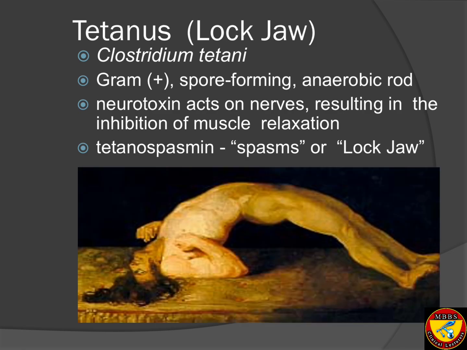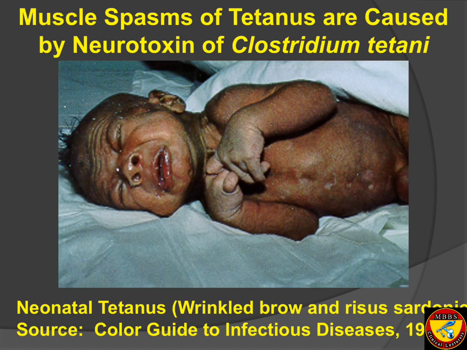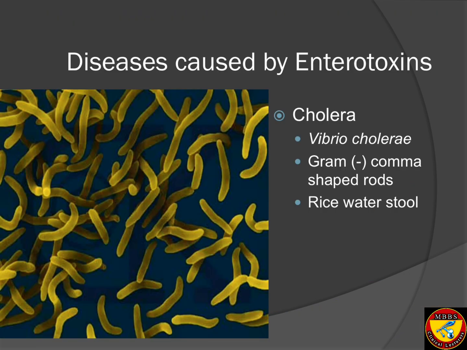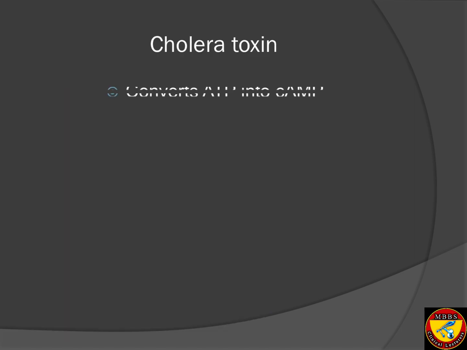So this is a classic picture of full-blown tetanus, which causes opisthotonus. Muscle spasms of tetanus are caused by the neurotoxin of Clostridium tetani. Now, what are the diseases caused by the enterotoxins? Enterotoxins are released by Vibrio cholerae, which leads to cholera, which is also called rice water stool.